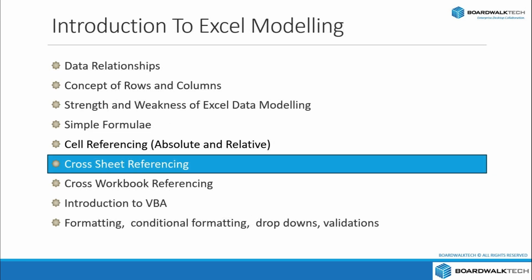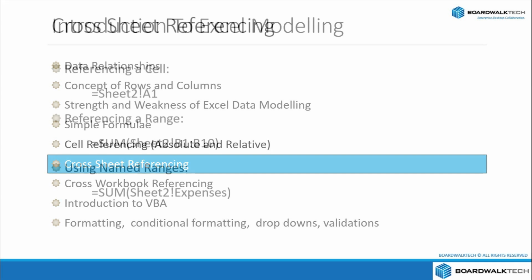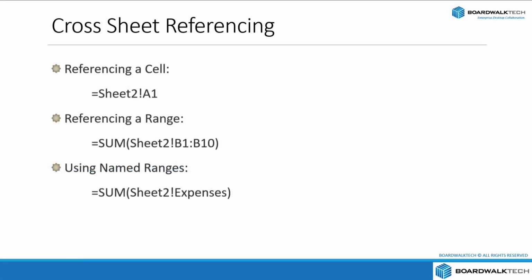Cross-sheet referencing in Excel involves referring to cells or ranges of cells that exist on a different sheet within the same workbook. This is useful when you want to perform calculations or use data from one sheet in another sheet. If you want to refer to cell A1 on sheet 2 in a formula on sheet 1, we can do so by equals sheet 2, A1.